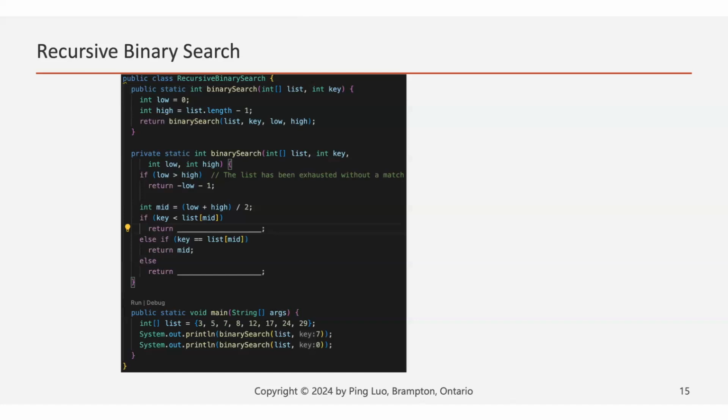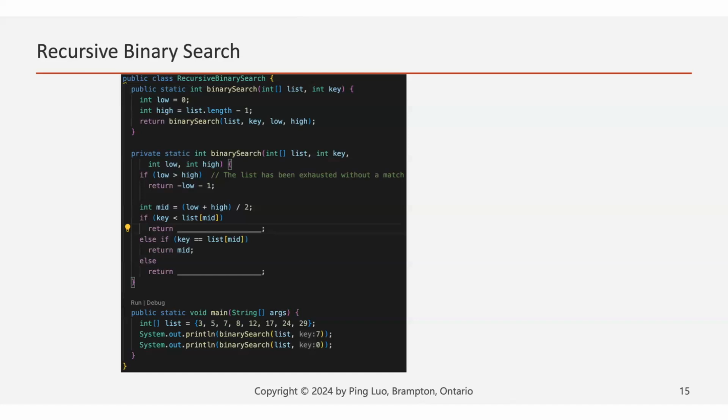So the first one is always a list. We don't need to care about that because that's the thing we want to search. And the second one is a key, right? That's the number we want to locate. So all we need to do is to figure out what these two are.